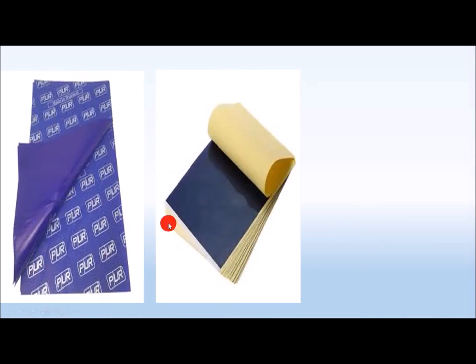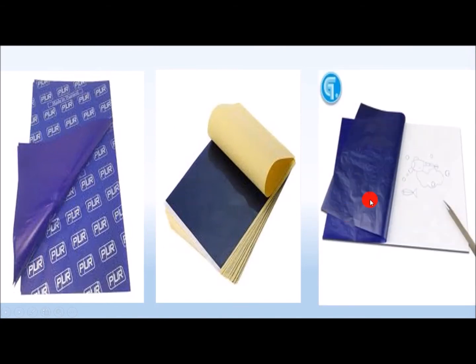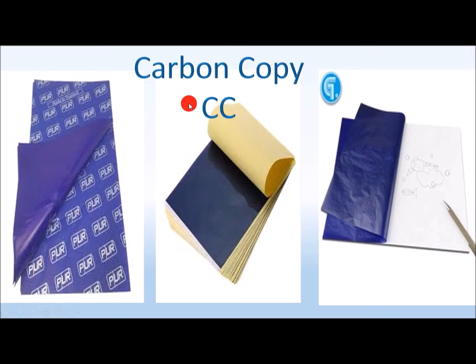I'm going to start my lesson today by showing you how we used to make copies before email. Before email, copies were made using carbon copy, like this. When you write on the top of the sheet, it appears on the one underneath as well, like that. This is how CC got its name. CC stands for carbon copy.